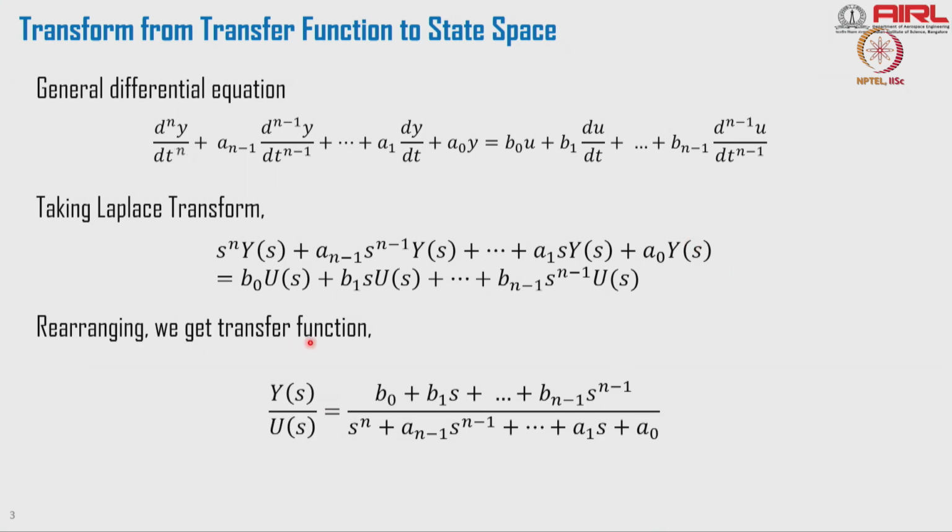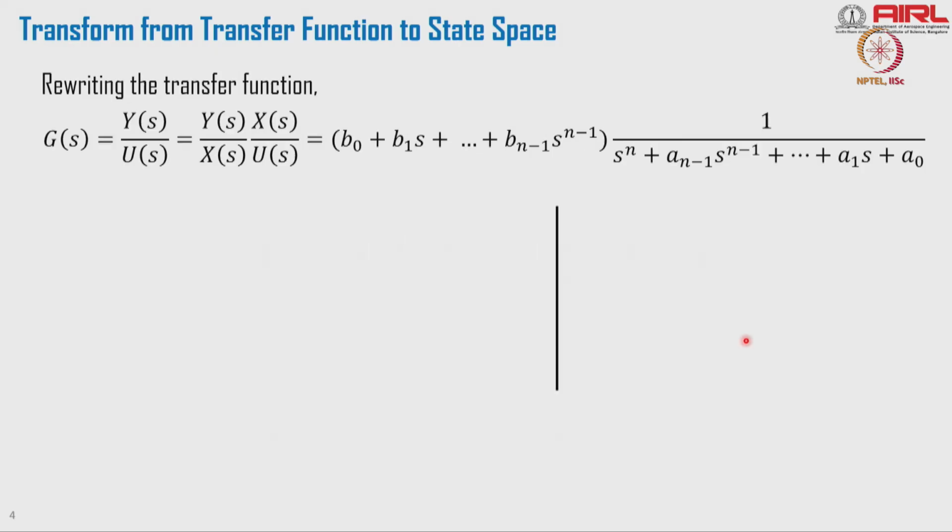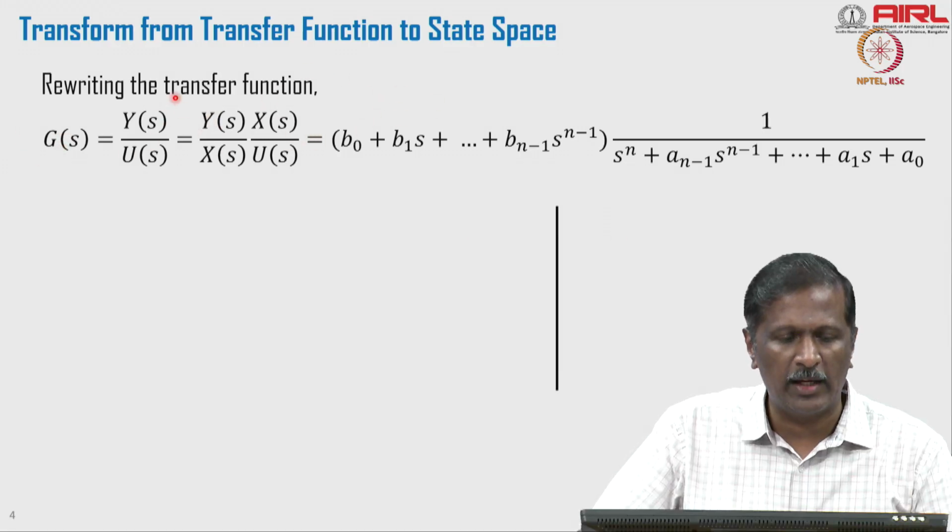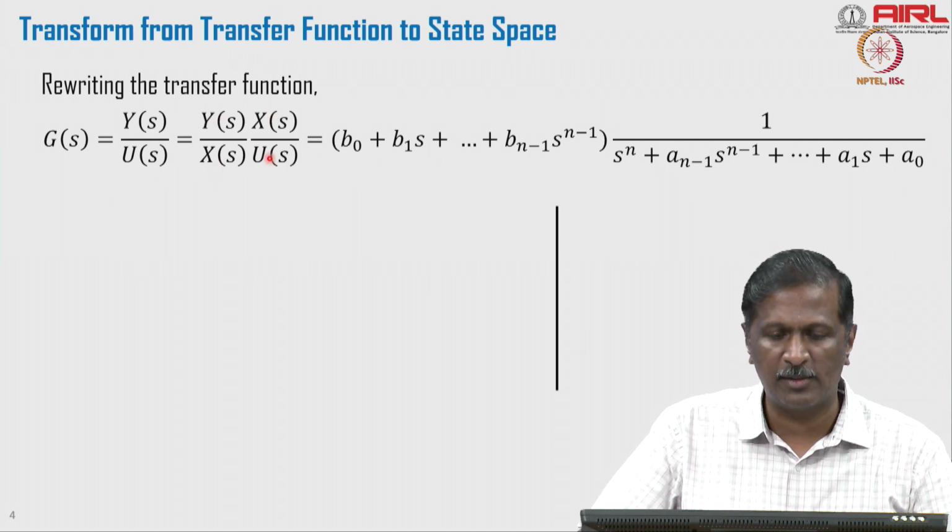Then we can get a transfer function by taking the Y(s) term on the left hand side and the U(s) term on the right hand side. Y(s) by U(s) is my transfer function, which can be represented in this form. You see, it's an nth order system. Just for understanding and recap. Now when you have an nth order system, because you have a numerator polynomial, I can write Y(s)/U(s) as Y(s)/X(s) into X(s)/U(s).